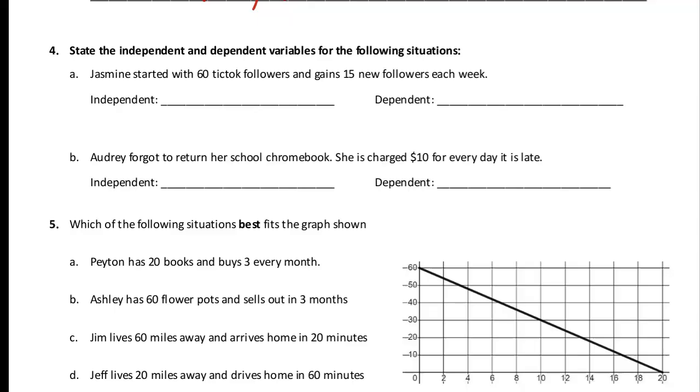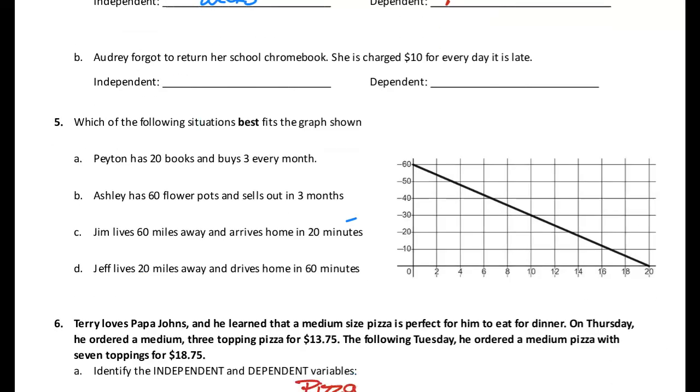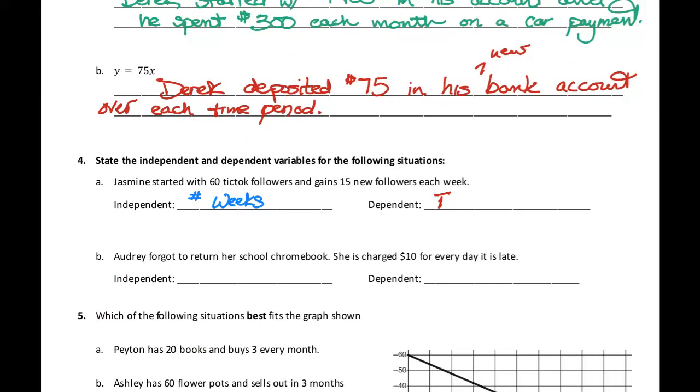Weeks, number of weeks. Yes. So independent is the number of weeks that go by, and the dependent is TikTok followers total. Yeah, I would say total. You probably could say TikTok followers though too. Probably. I'm trying to think. Yeah. TikTok followers.